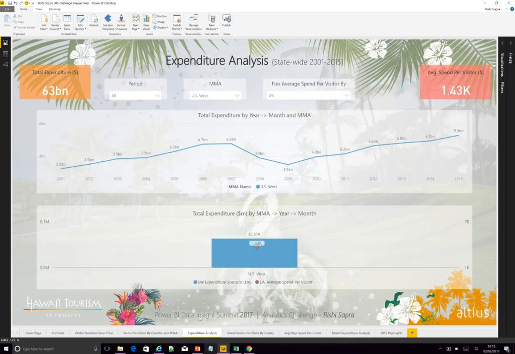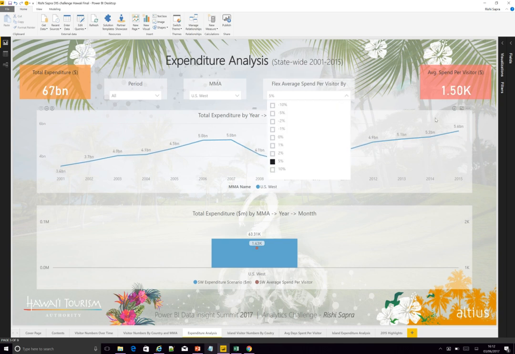Next, we're looking at expenditure analysis, and this is total expenditure and average spend per visitor by major marketing area filtered on the US West. So we can see from the US West region between 2001 and 2015 there was $63 billion spent with an average spend per visitor of 1.43k. We also have some scenario what-if modelling on here, so we can say what if we manage to increase the average spend per visitor for US West by 5%, that brings it to an even 1,500 with an extra $4 billion in the tourism pot.